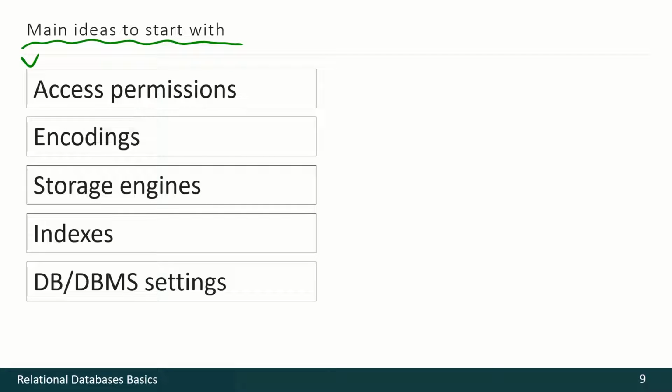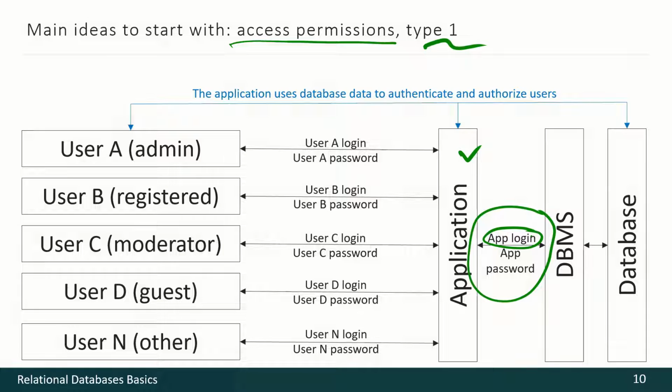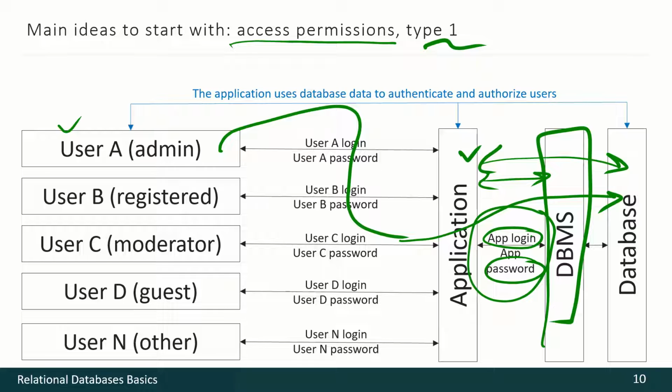We have to think about access permissions, encodings, storage engines, indexes, and some DB or DBMS settings. There are two main approaches to access permissions. The first is single user mode. Why is it single user? Because our application uses one login and one password to connect to DBMS and work with the database, and then each user provides his own credentials, and those credentials are stored in the database. So DBMS cannot control each user separately. This is the easiest approach, but it has a disadvantage due to this lack of control on the DBMS side.